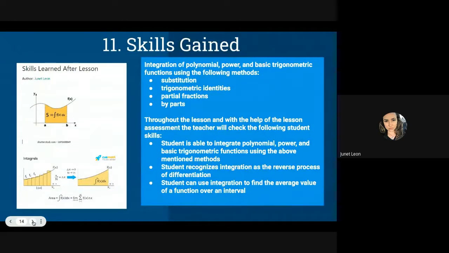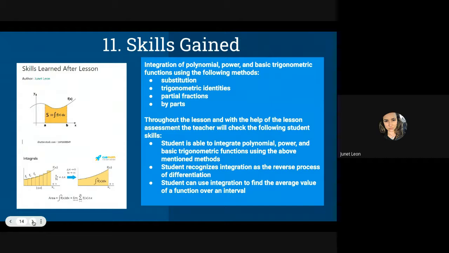Throughout the lesson and with the help of the assessments, the teacher will check that the students are able to integrate polynomial, power, and basic trigonometric functions using the methods discussed. The teacher will also check that the students understand the relationship between integration and differentiation.